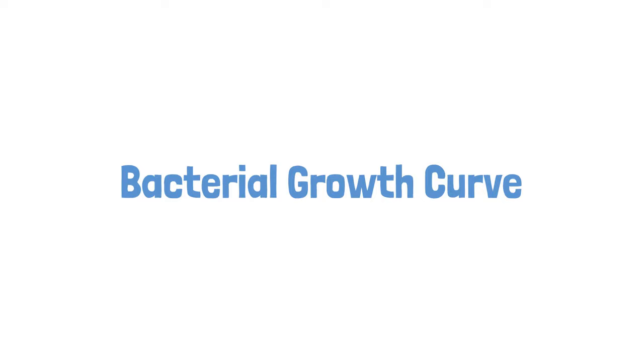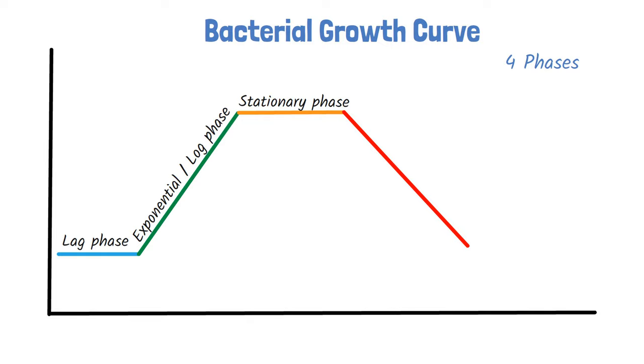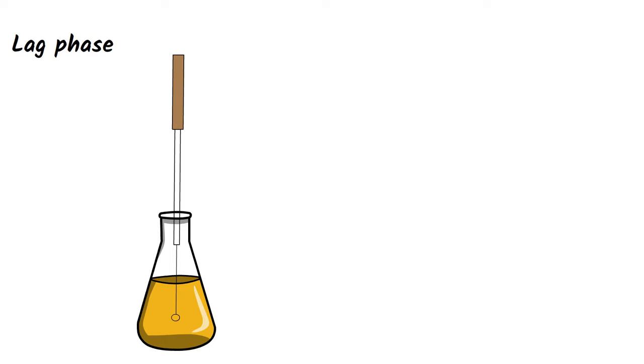A typical bacterial growth curve looks something like this. The growth curve consists of four different phases: lag phase, exponential or log phase, stationary phase, and death phase. When a fresh medium is inoculated with some number of bacterial cells, the cells remain unchanged for some time. In the lag phase, the cells start adjusting to the medium environment.